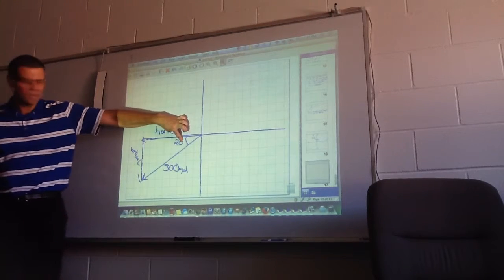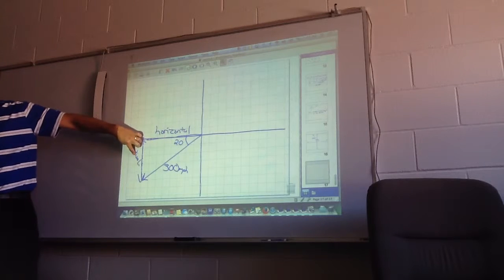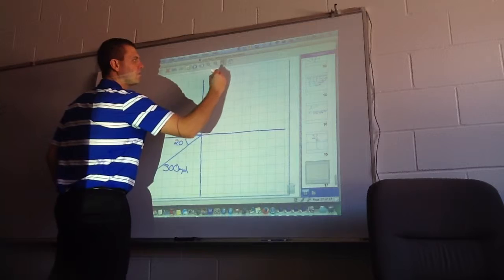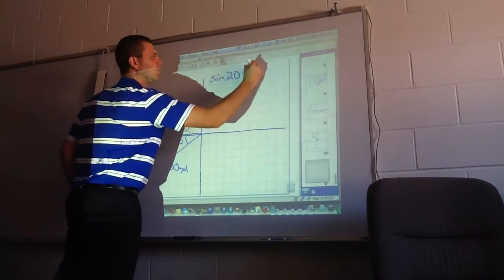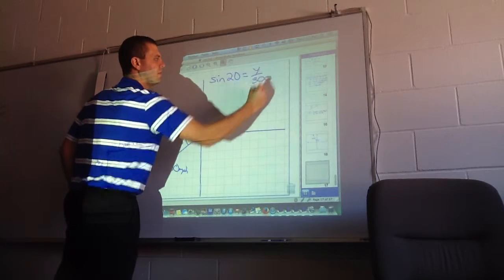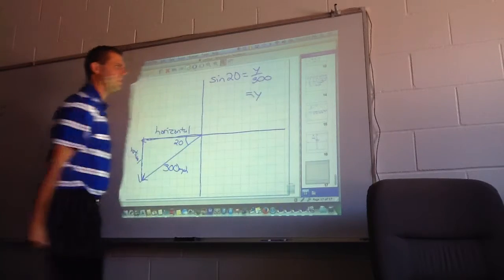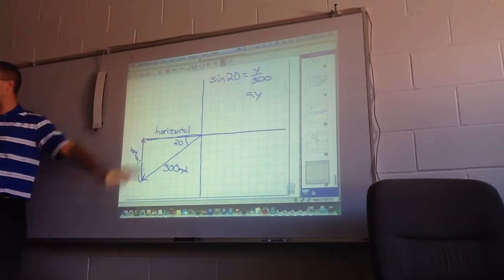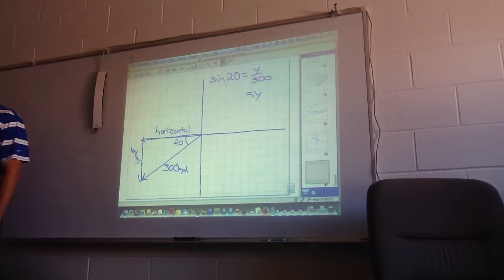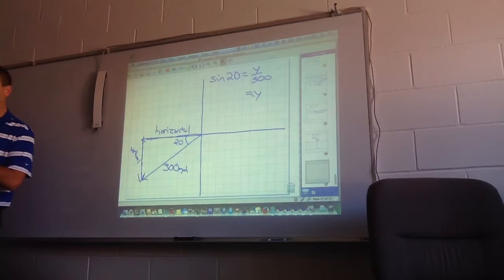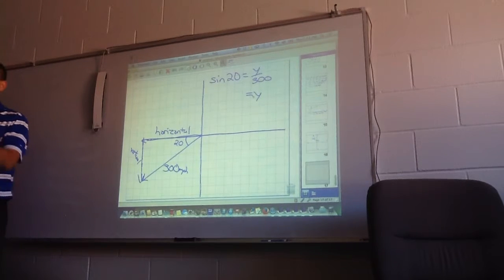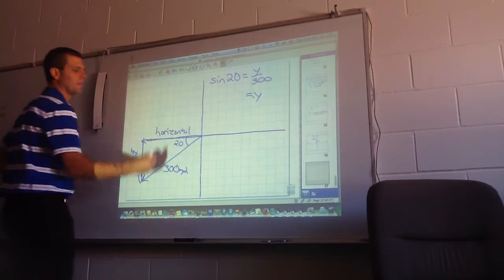So we could say the sine of 20 equals y over 300, right? So sine of 20 equals y over 300. So y equals, I'll need some help there. And how will we figure out the horizontal part? Cosine, there you go.